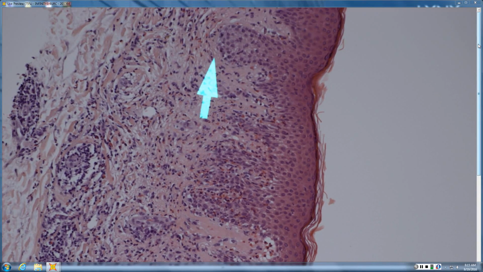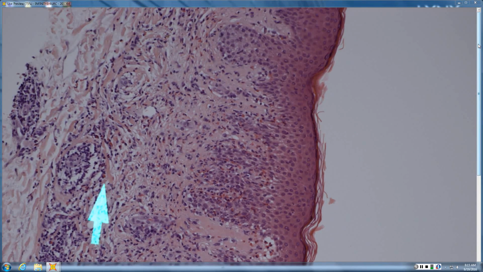So difference between lichenoid drug and fixed drug. Lichenoid drug, usually a subacute horn. Fixed drug, usually an acute horn. Papillodermal fibrosis, strap collagen above the postcapillary venule, only in fixed drug, and deep pigment.